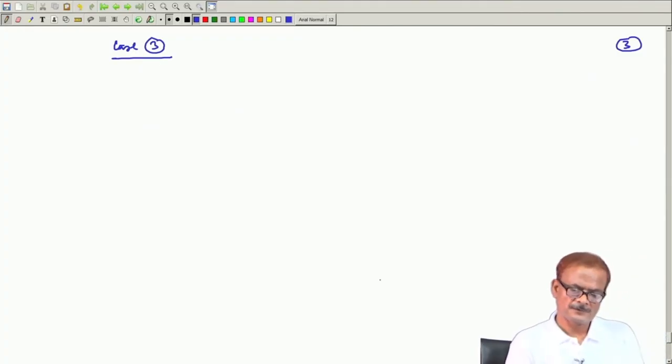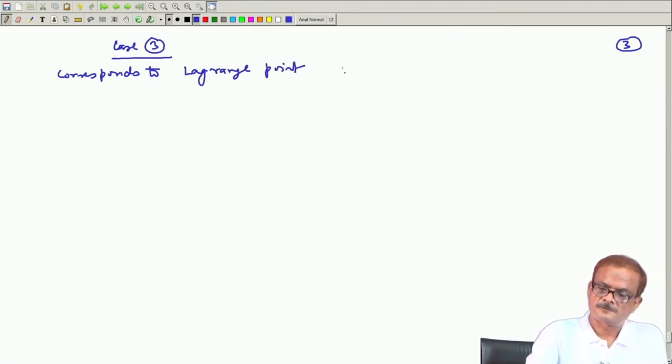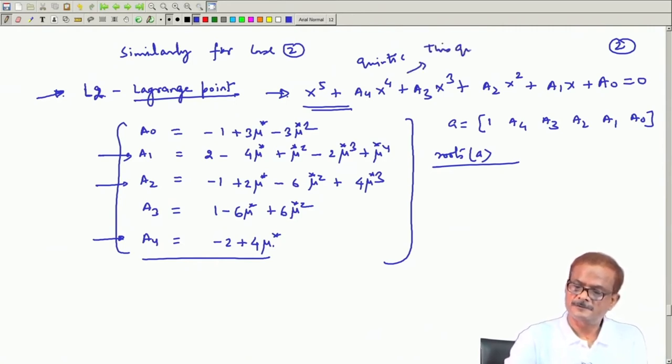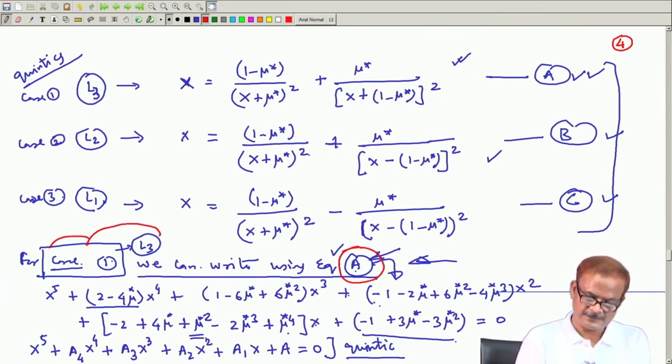Case 3 corresponds to L1. This quintic is obtained by rearranging equation B. That has been obtained by rearranging equation A, as written here. This is by equation A, which is the case for L3, case 1 L3.